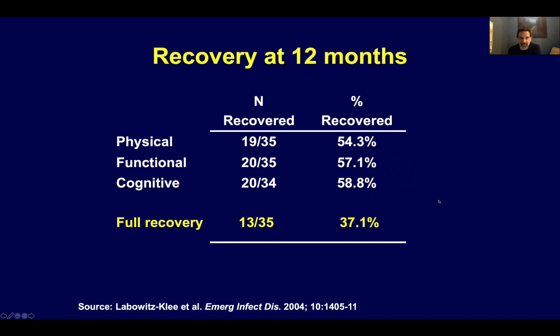And when you ask the question like, well, how many recovered in all three domains, really it was much, much less. So only 37% of people, according to our definition, were considered fully recovered after having been hospitalized with West Nile infection a year later. It's not something that you get infected with, go into the hospital, and sort of leave and resume a normal life. These folks had very significant changes in their routine daily functioning and activities.